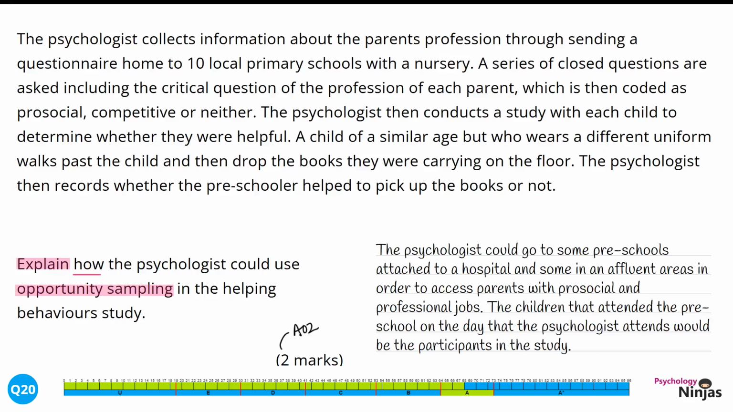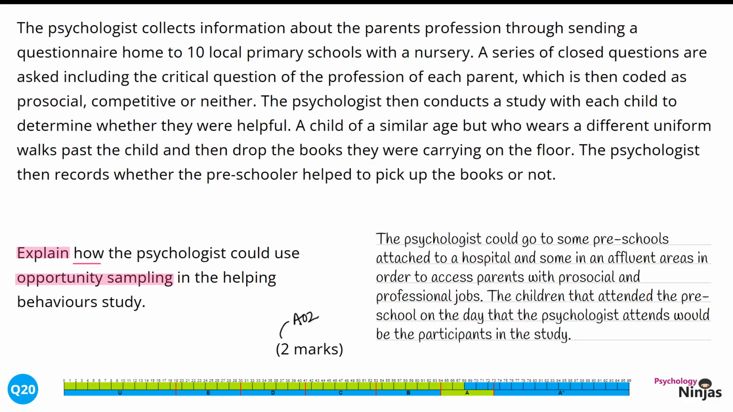The psychologist could go to some preschools attached to a hospital and some in affluent areas in order to access parents with pro-social and professional jobs. The children that attended the preschool on the day that the psychologist attends would be participants in the study. We need 2 separate links to the STEM. So we've started by saying that we're going to access preschools attached to a hospital and in affluent areas.